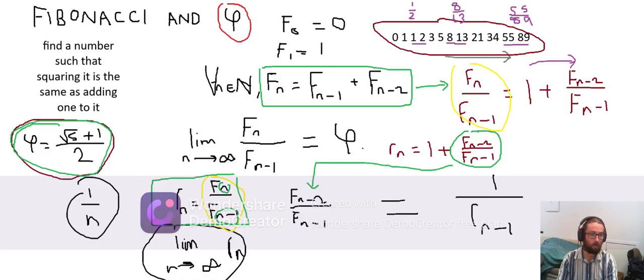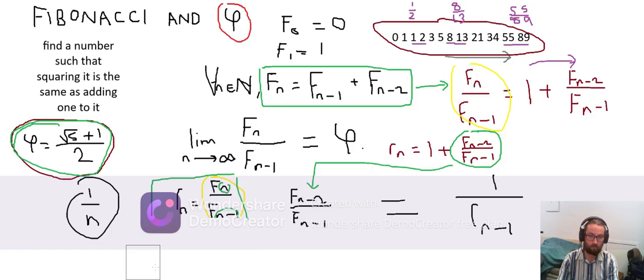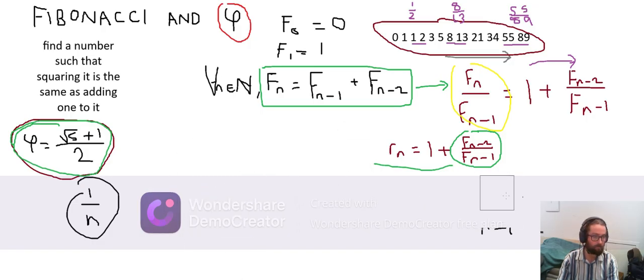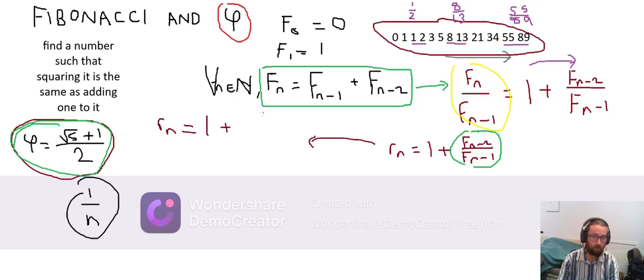Cool, so I'm going to rearrange my formula a bit. I'm just going to delete some of this stuff. We'll go back to these ideas here. So we've now decided that R of n is equal to 1 plus 1 over R of n plus 1.